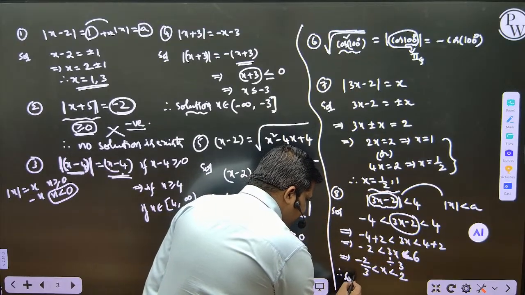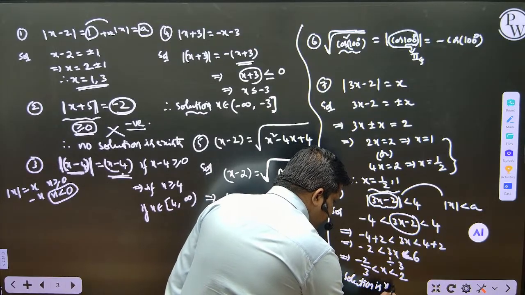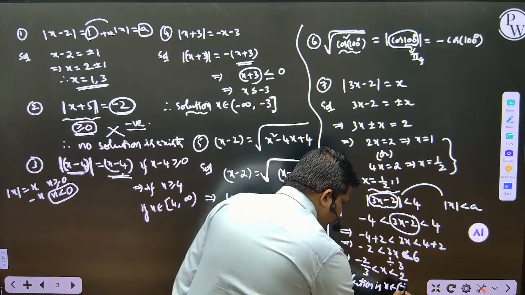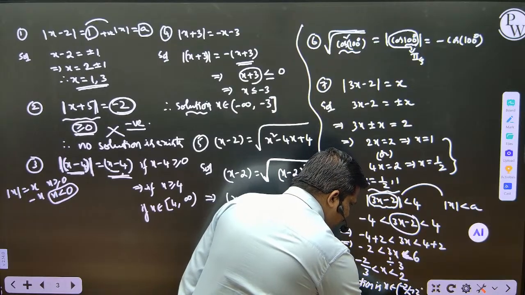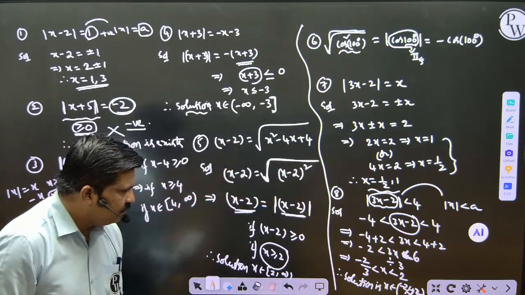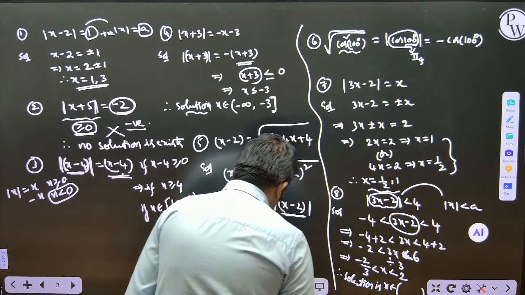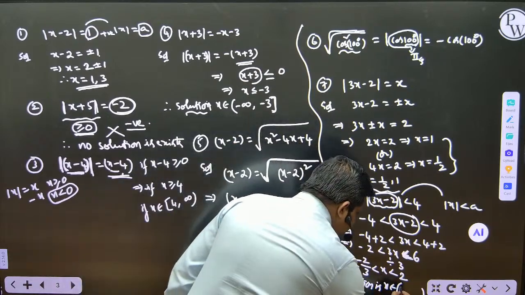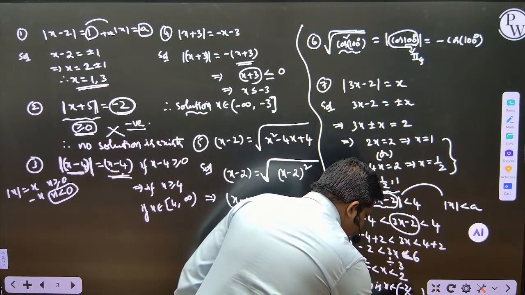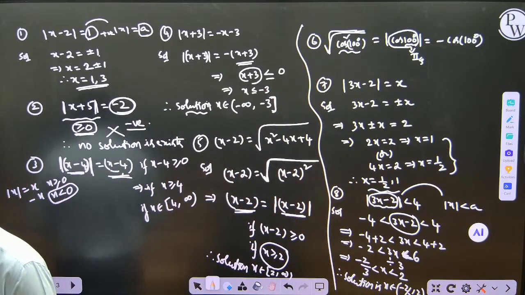Therefore the solution is x belongs to minus 2 by 3 comma 2. The solution is minus 2 by 3 comma 2. Right, note this down.